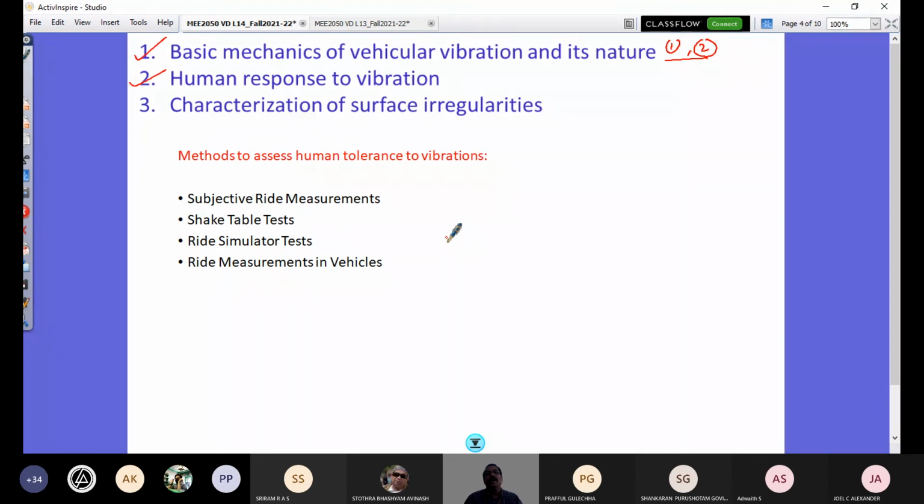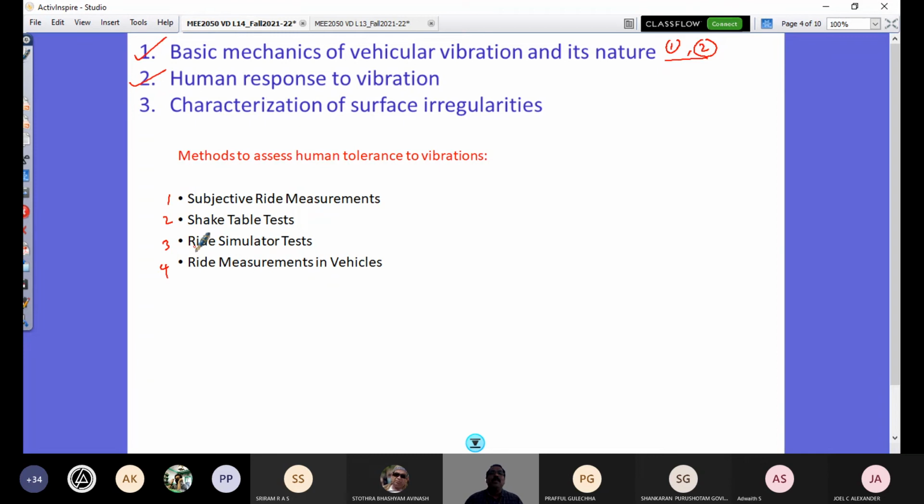You require a numerous number of experiments to be conducted, and then you have to come to a common conclusion for an average population of drivers, and say what are the most suitable standards and boundaries. So that is what is to be assessed. There are different methods of assessing human tolerance to vibration. They are listed out: 1, 2, 3, 4.